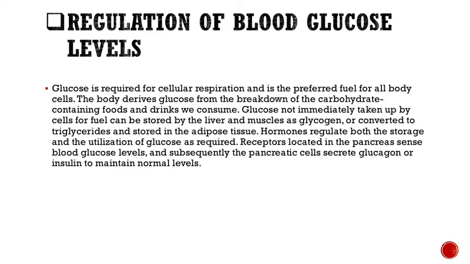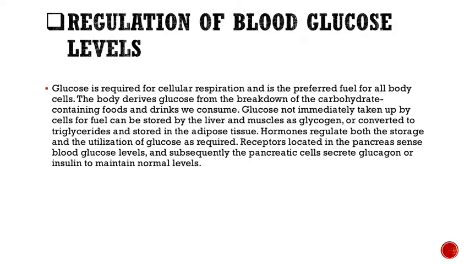Regulation of blood glucose levels. So, glucose is required for cellular respiration and is the preferred fuel for all body cells. The body derives glucose from the breakdown of carbohydrate-containing foods and drinks we consume. Glucose not immediately taken up by the cells for fuel can be stored by the liver and muscles as glycogen or converted to triglycerides and stored in the adipose tissue.